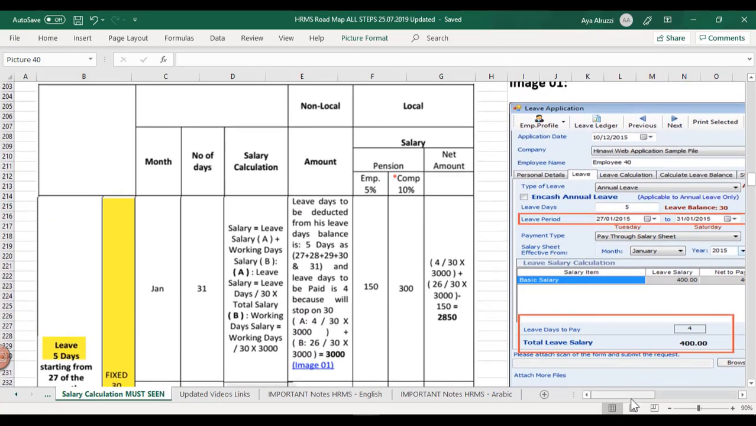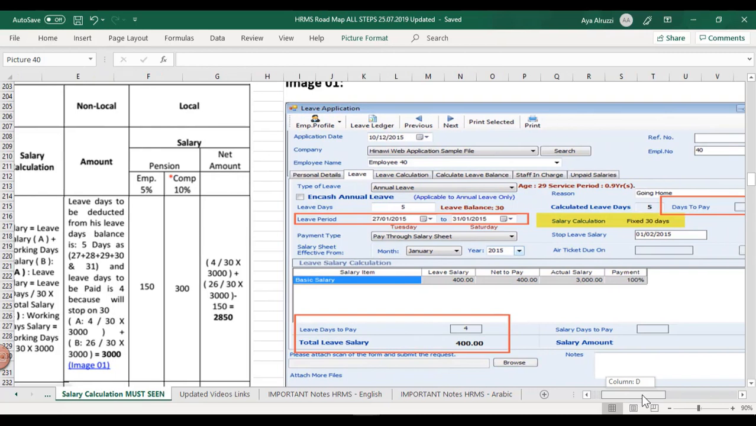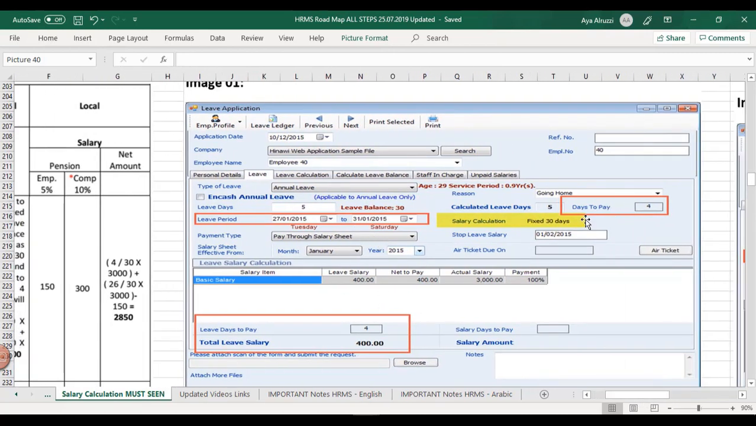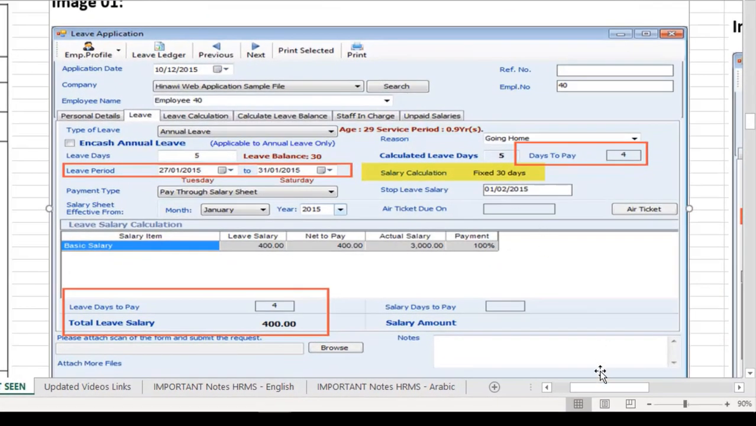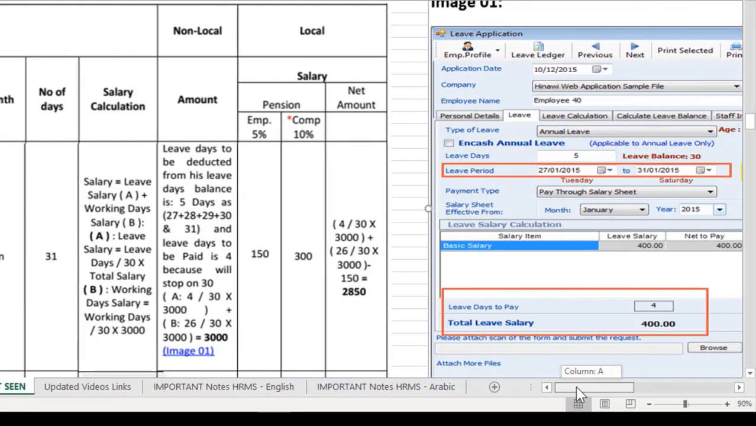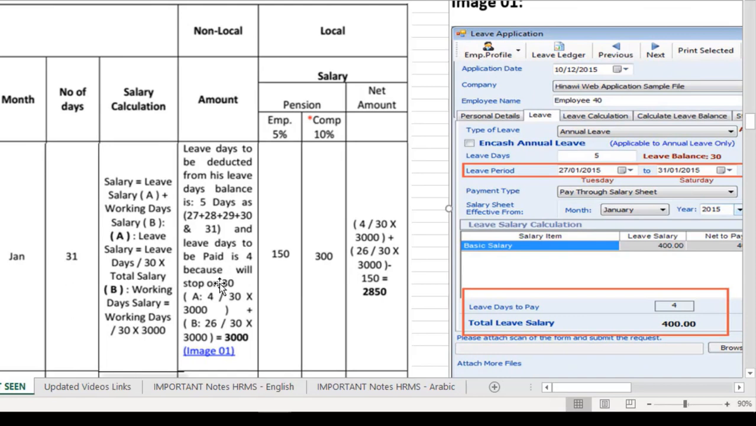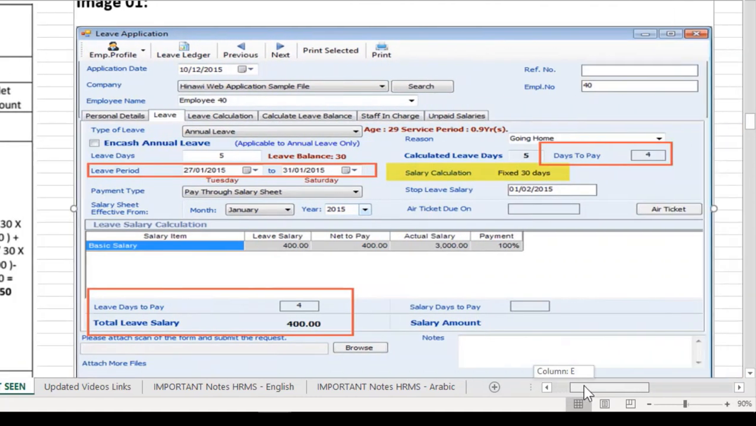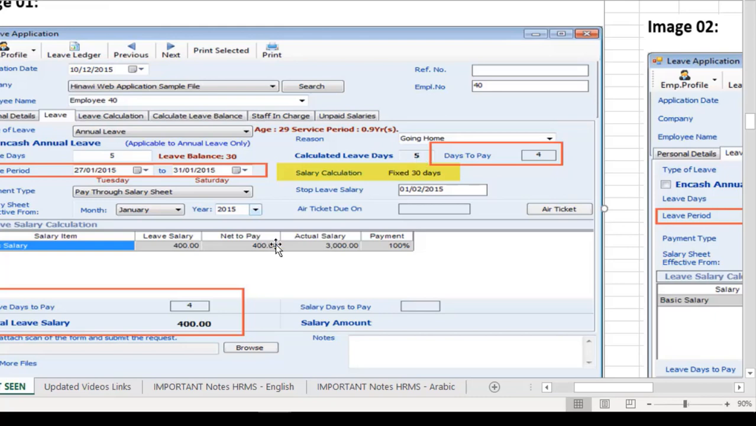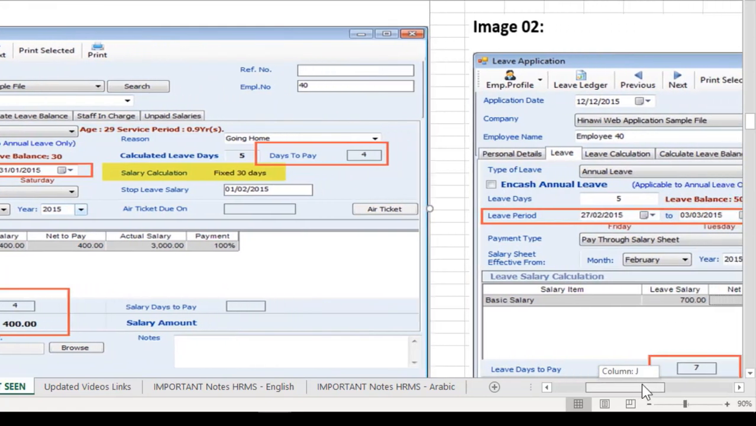So as we can see here, this is calculated based on fixed 30 days from here. And if we're talking about January, notice here that there are 5 days of leave, and the days to be paid only are 4, not 5, since we have seen here why it was considered as 4, not 5, because it will stop at 30. So if we're stopping January at 30, since it's fixed 30 days, that last day of January will not be paid. So this is how it's calculated accurately.